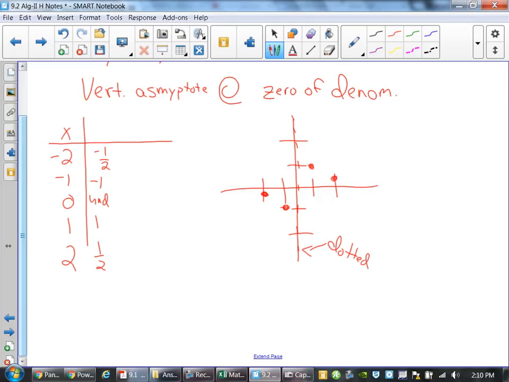What happens if I pick 1/2, just for fun? If I pick 1/2, or 1/3, let's try it that way. If I substitute in x is 1/3, I get 1 divided by 1/3. What do you get? So when you divide by a fraction, you multiply by its reciprocal. So 1 divided by 1/3 is 3.